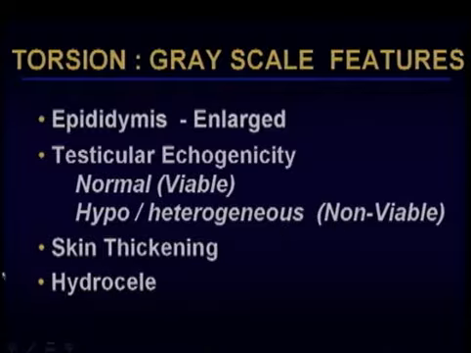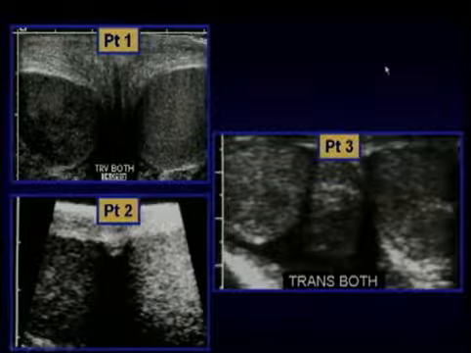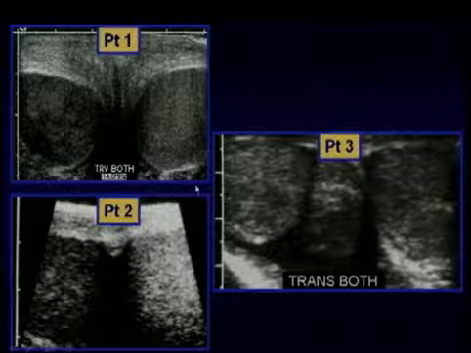The other findings, including skin thickening, hydrocele, epididymal enlargement, none of these findings are specific. So how do we make the diagnosis? Well, first, what does it look like? 3 different patients.